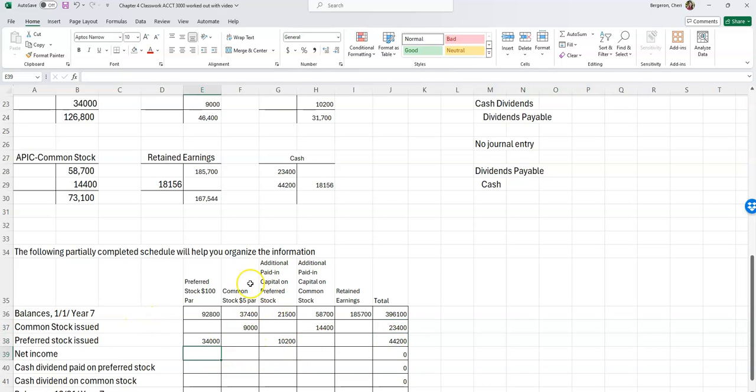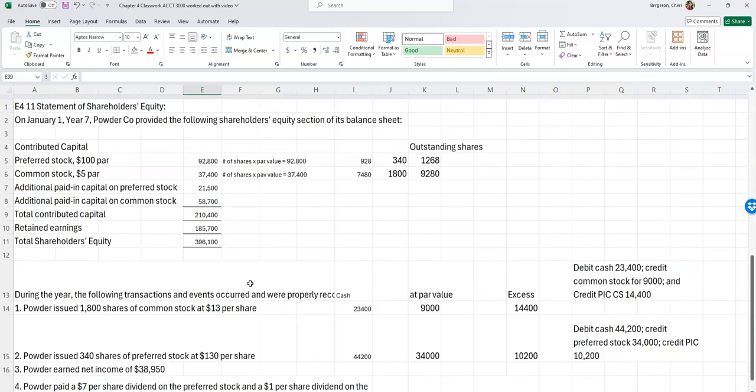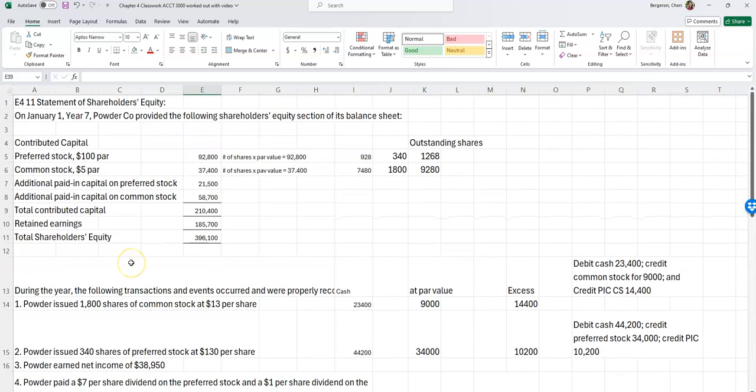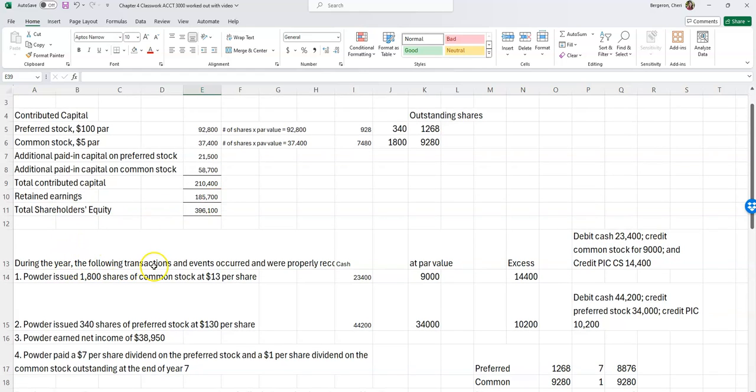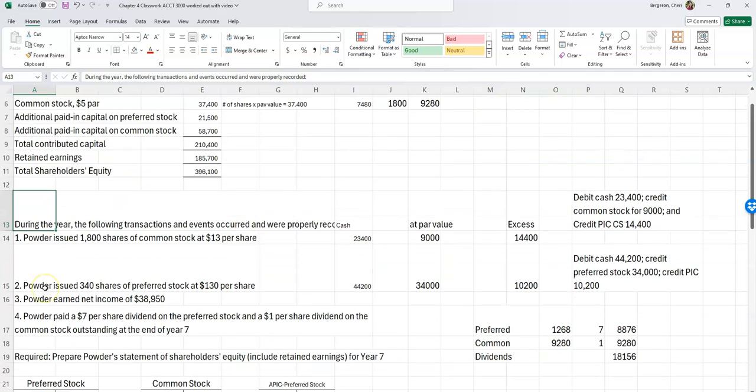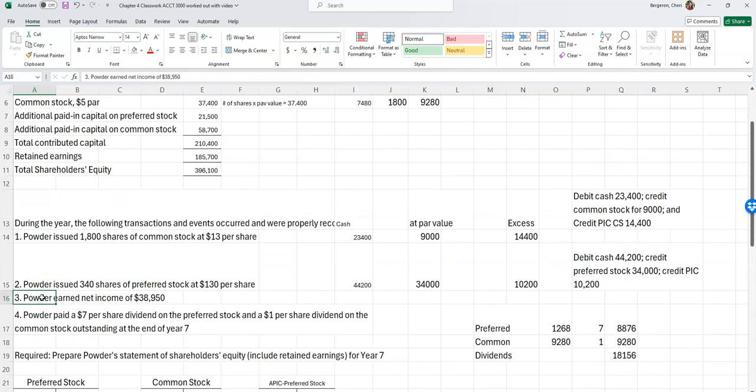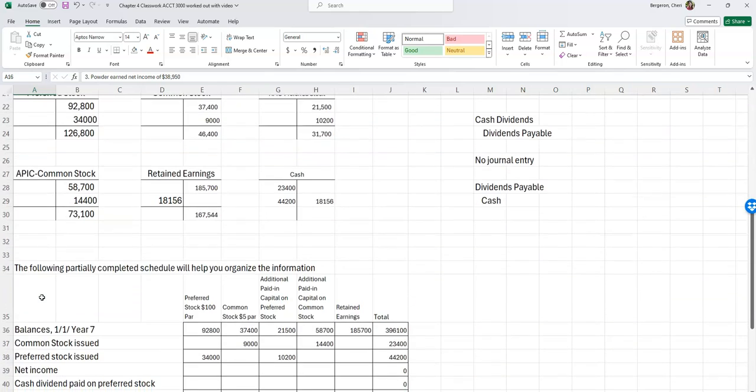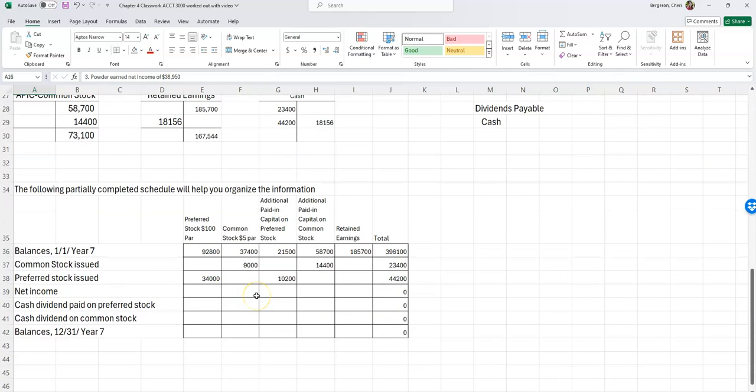Then I need to look up here for net income. They must have given it to me someplace. So I'm going to go on a hunt over here and try to find net income. It says on January 1, provide the following information from the stockholders' equity section. During the year, the following transactions occurred, were properly recorded. Oh, here we go. Number 3. Powder earned net income of $38,950. So let me drop in my net income. Net income increases retained earnings, $38,950.